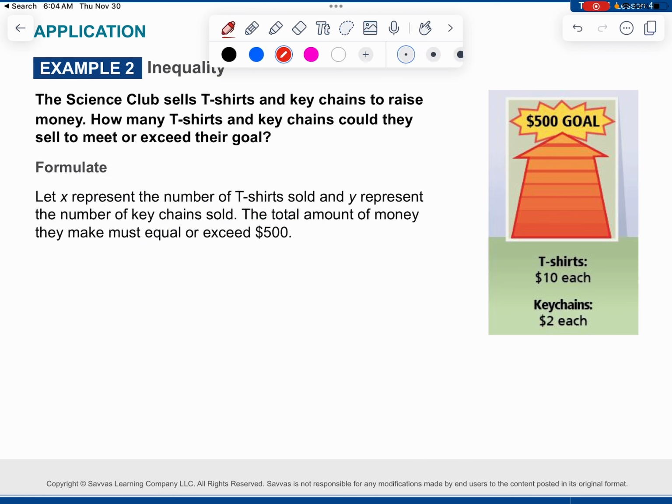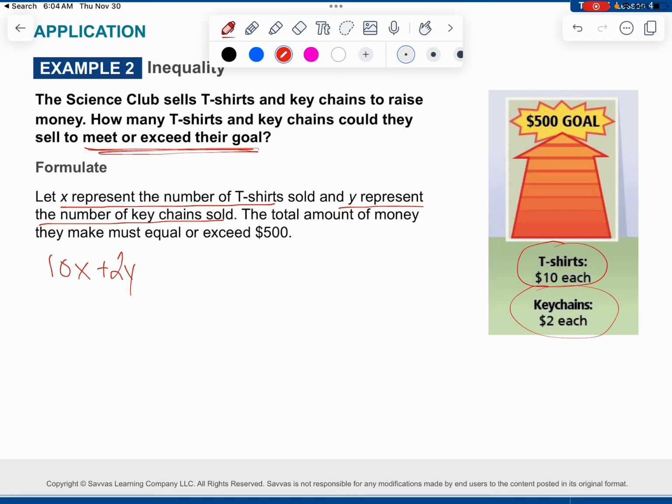So for this problem, the Science Club sells t-shirts and keychains to raise money. How many t-shirts and keychains could they sell to meet or exceed their goal? Okay, so x represents the number of t-shirts, and the t-shirts cost $10. So 10x is going to represent that amount. y represents the number of keychains sold, and they're $2 each. So 2y is going to represent that amount.